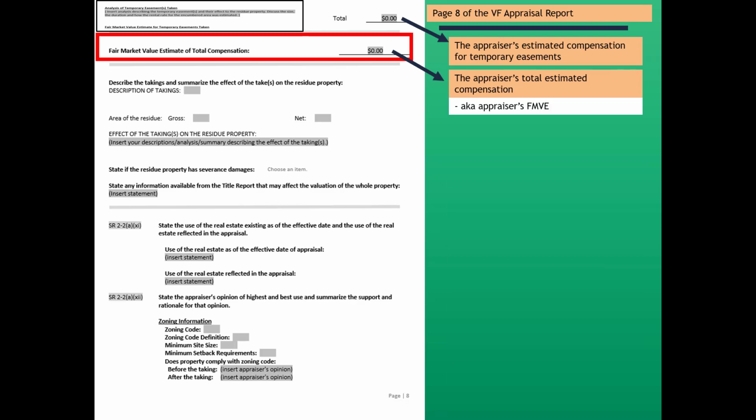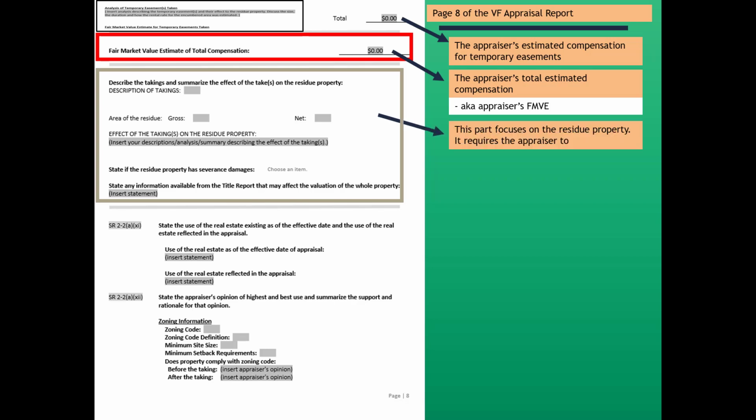This is also known as the appraiser's estimate of FMVE. This does not establish FMVE. That is the agency's decision to use this appraisal after it has been reviewed and recommended. Next section. Describe the takings and summarize the effect of the takes on the residue property.